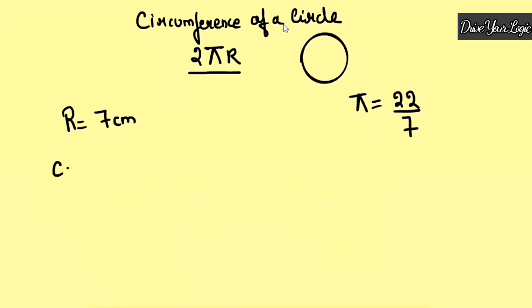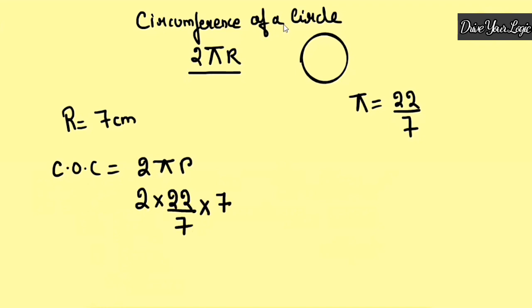So the circumference of the circle will be how much? 2 pi r, that is 2 into 22 by 7 into 7. So 7 cancels. What is your answer? 44 centimeter. So that is our circumference. So in this way, you have to find out the circumference of a circle. Clear? Now I will show you how to find the area of a circle.